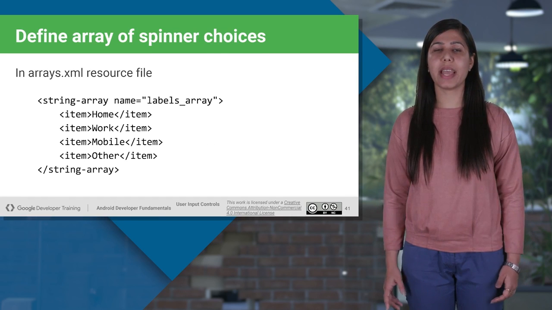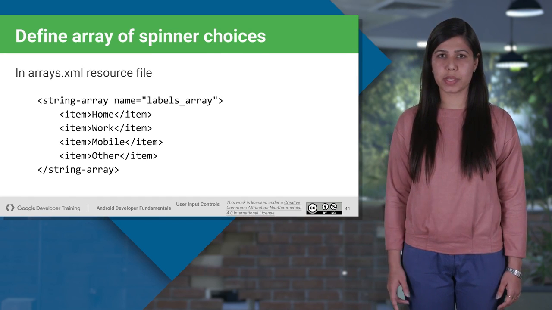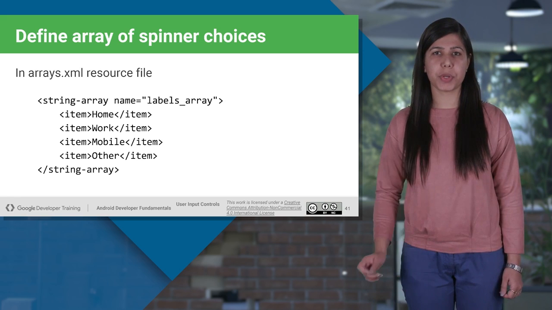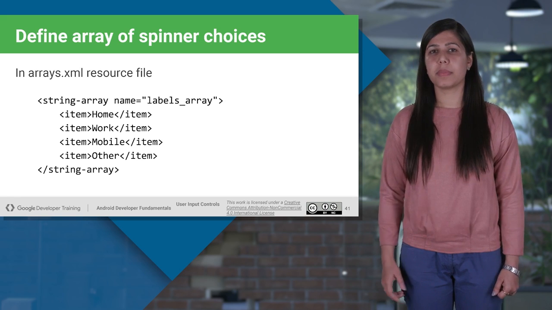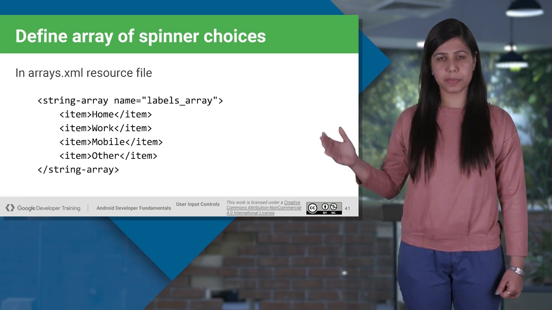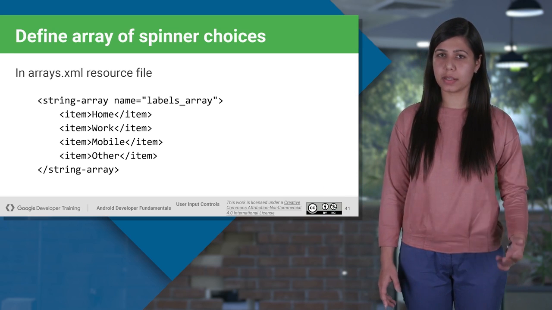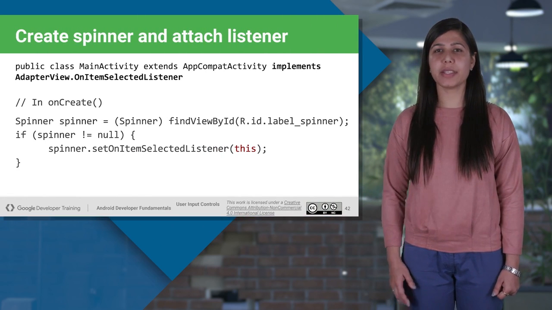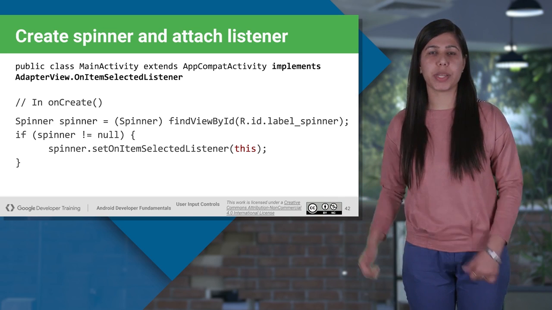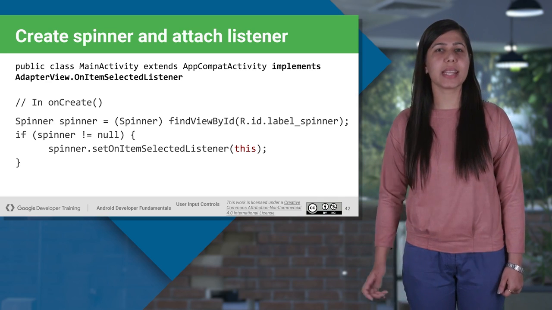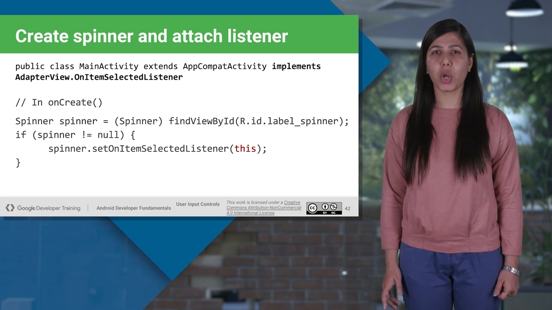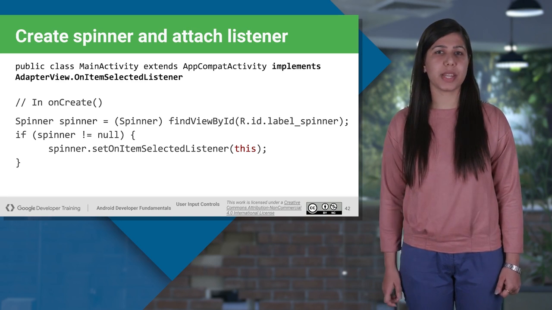Now, to define an array of spinner choices, we define it inside the arrays.xml resource file. Here, we define the items for our drop-down menu like this. Create the spinner and attach a listener to it. So, when the user selects an item from the drop-down, the spinner object receives an onItemSelected event.